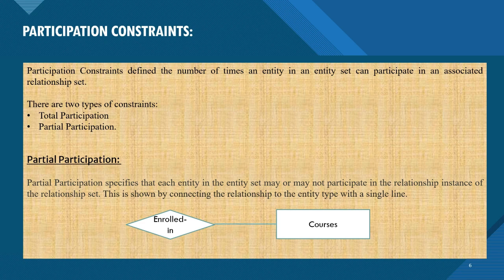Next is participation constraints. Participation constraints means the relationship might be between two powerful entities or strong entities and a weak entity. Simply, a strong entity will always have a primary key, but a weak entity does not have any primary key. So, there are two types of constraints, partial participation and total participation. First, partial participation means that each entity in the entity set may or may not participate in the relationship instance of the relationship set.